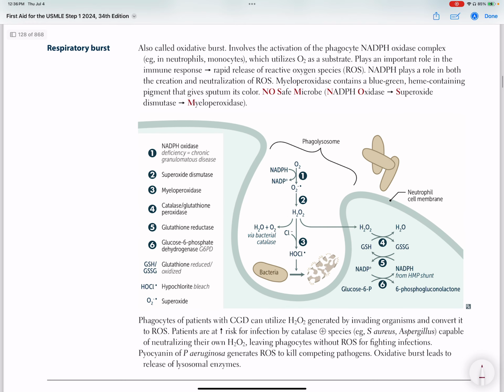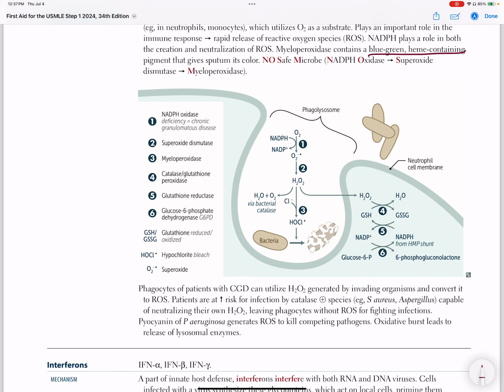Myeloperoxidase contains a blue-green heme-containing pigment that gives sputum its color. It kills microbes. NADPH oxidase, superoxide dismutase, myeloperoxidase.